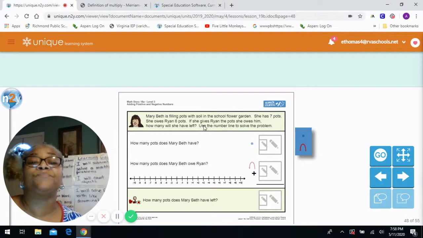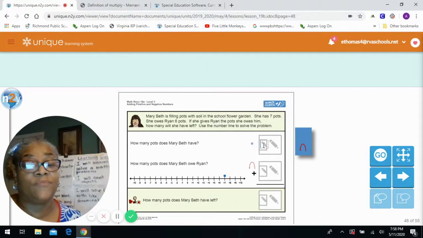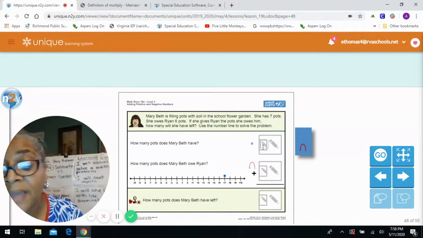Okay, so now she has 7 pots. So where are we going to do? 7 pots. Is it negative? Is it positive? She has 7 pots. This is what she has. And remember, everything you have is a positive. So we're going to put that there on the number 7. All righty. So now, okay, so we have what? It's a positive.